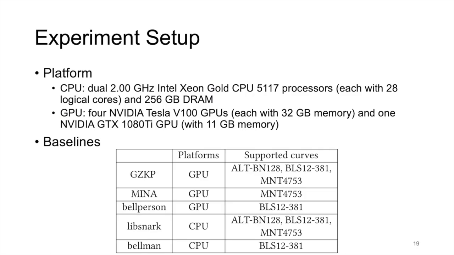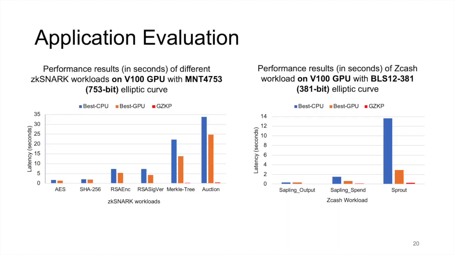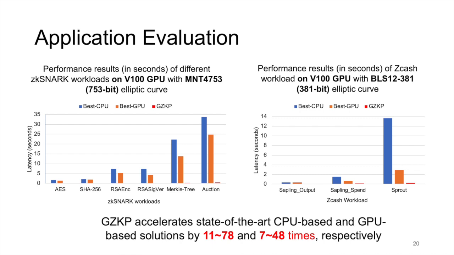Our experiments are conducted on a server with dual Intel Gold processors. It's equipped with 4 NVIDIA Tesla V100 GPUs and 1 NVIDIA GTX 1080 Ti GPU. And we compare GZKP with multiple state-of-the-art ZKP systems based on the ZK-SNARK protocol. First, we evaluate end-to-end proof generation time, some of the polynomial computation and multi-scalar multiplication stages, using ZK-SNARK workload and Zcash workload on one Tesla V100 GPU card. GZKP accelerates state-of-the-art CPU-based and GPU-based solutions by up to 78 and 48 times respectively.